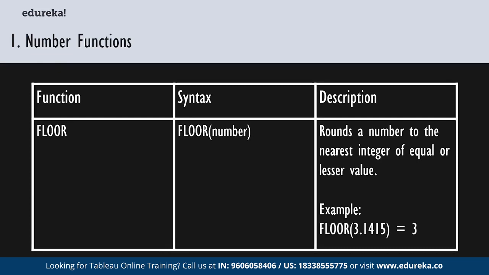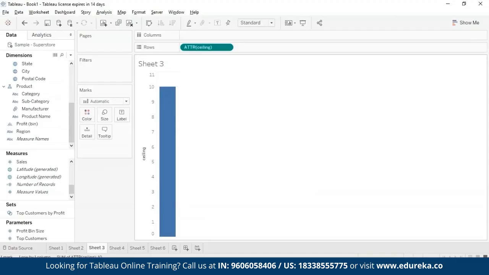Next, you have floor. Now, this is kind of the counterpart of the ceiling function, where it rounds a number to the nearest integer of the lesser value. So like in ceiling, if I had to put in 3.1415, it would give me a 4. A floor, on the other hand, would give me a 3.